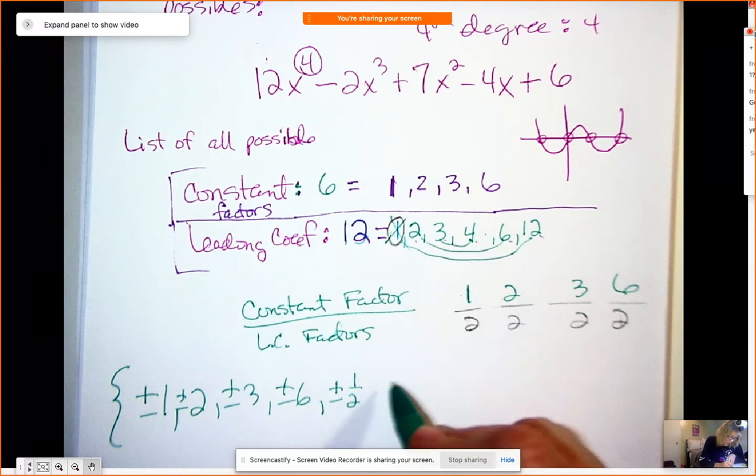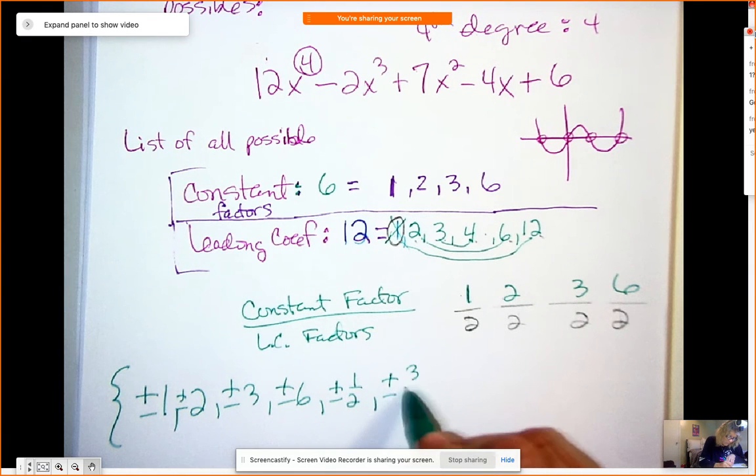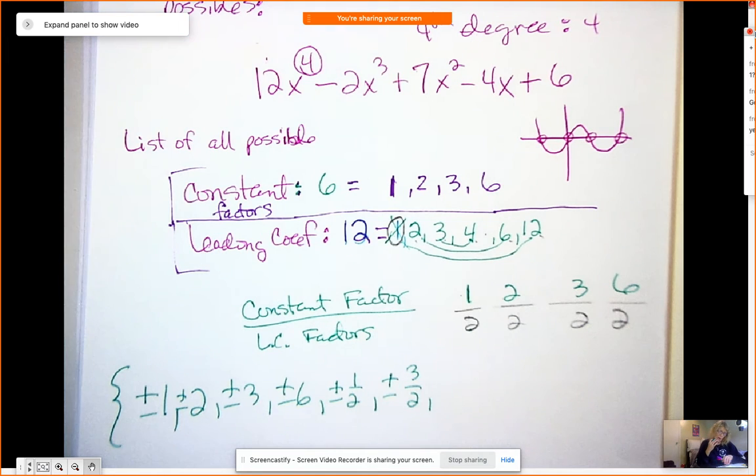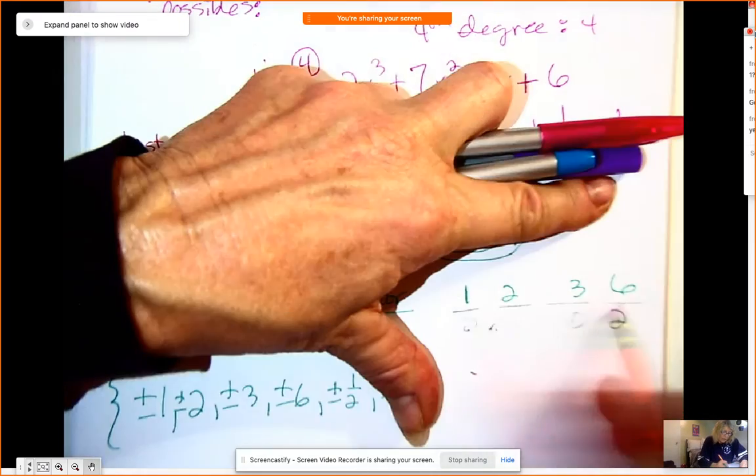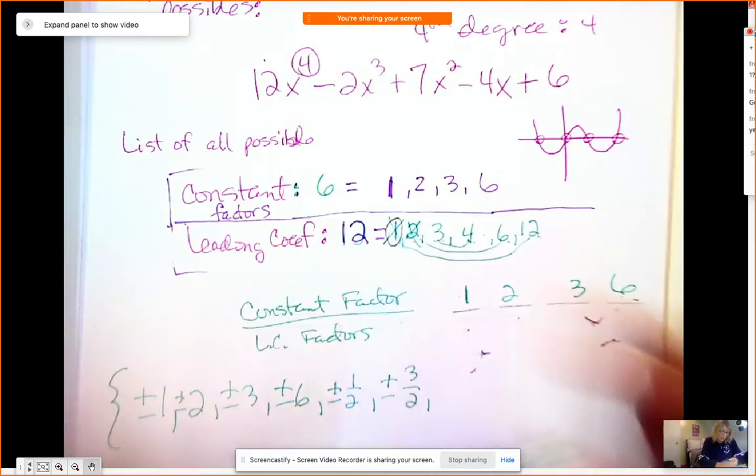Okay, so this is not a suspect. Next, 3 over 2. It's not in my list. I got to add it. 6 over 2. What is 6 over 2? It's already in the list. Okay, I'm done with my 2. Let's go on. I'm going to erase here. What number am I going to go with now?